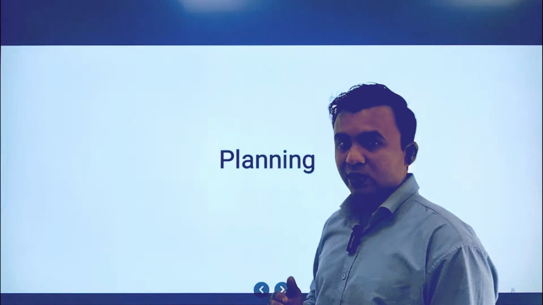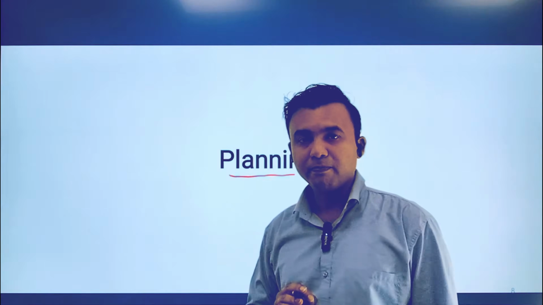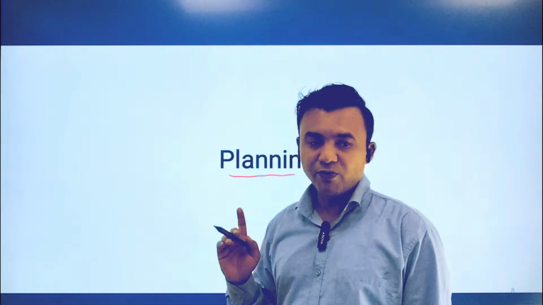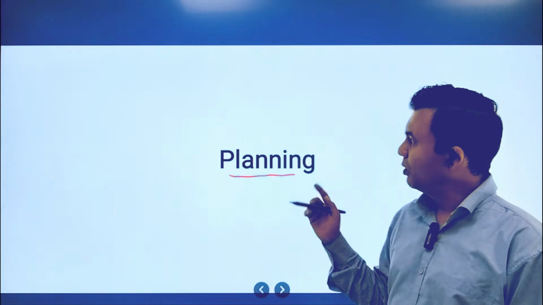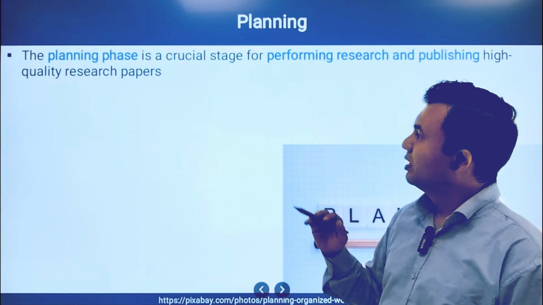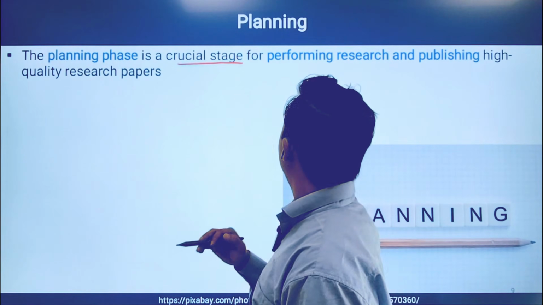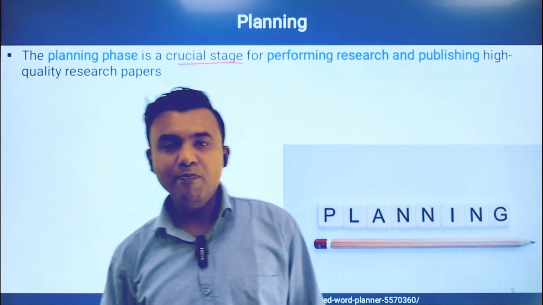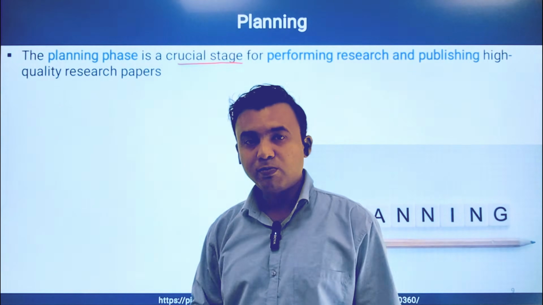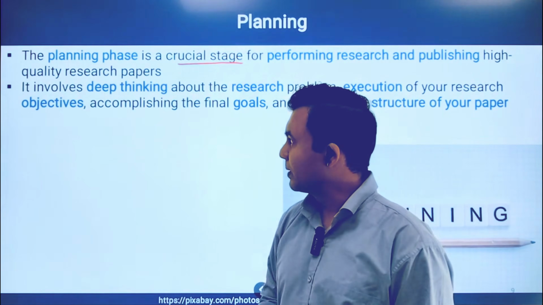After you address all these questions, the next important phase is planning. We have to plan well. This planning is crucial for performing the research and publishing in high impact journals or high impact platforms, such as, let's say, big conferences or big journal publishers.